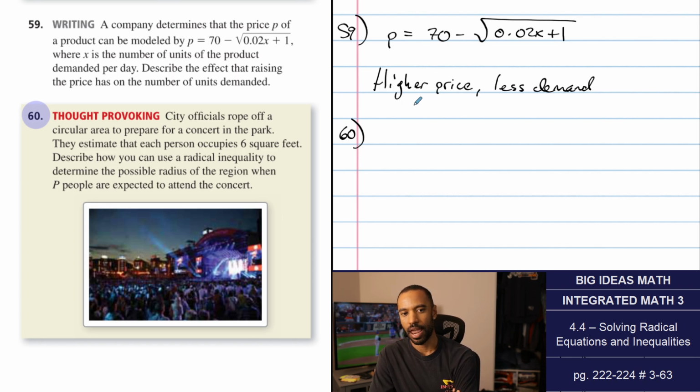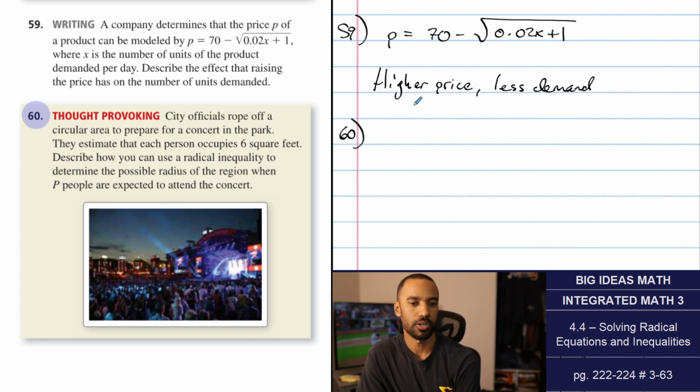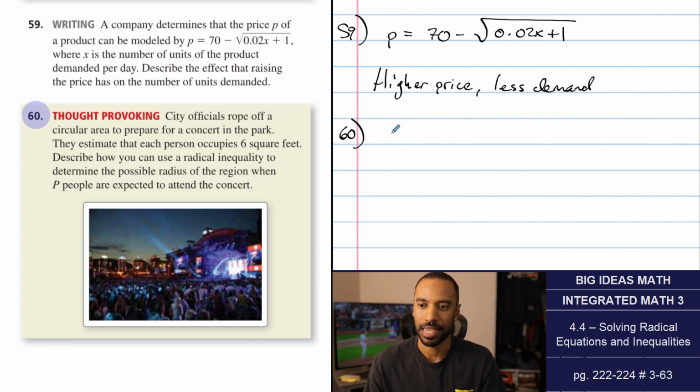Well, this is more of an area question, not equation. I was thinking equation of a circle, and I said, oh, never mind. That has nothing to do with this. Each person gets 6 square feet. If P people attend, you multiply 6 square feet per person times the number of people P, and that cannot exceed, or that has to equal, let's see, the number of people expected. Oh, inequality. That has to be less than or equal to the entire area of the park, pi r squared.